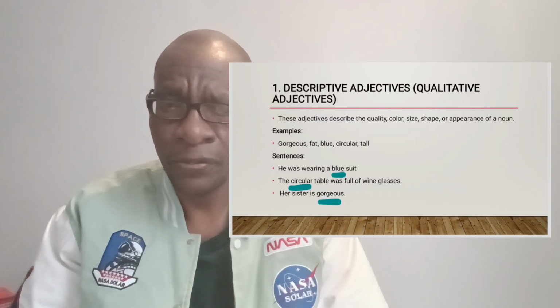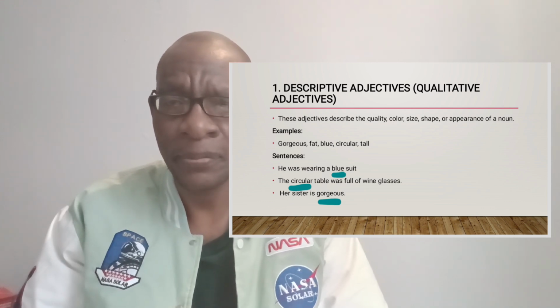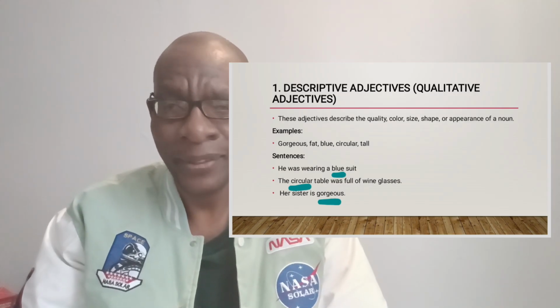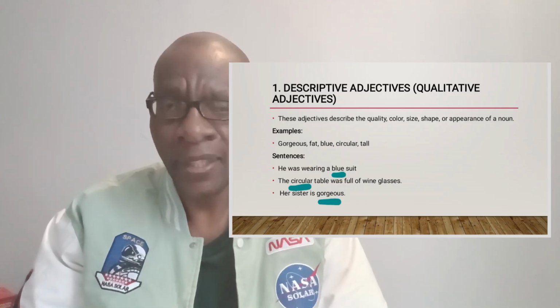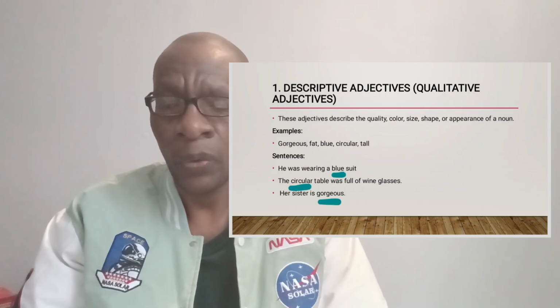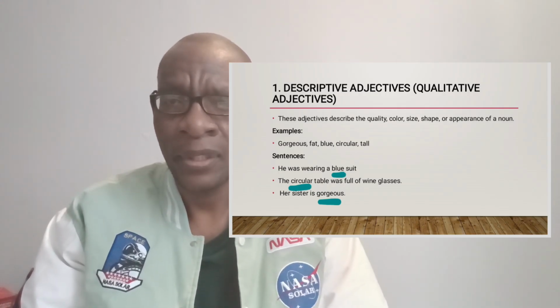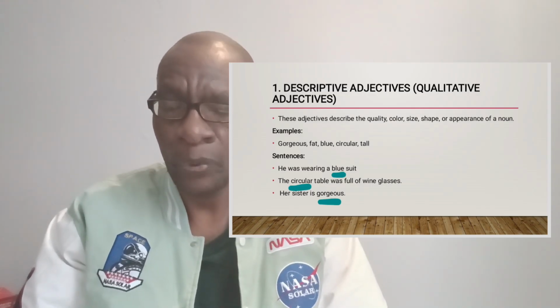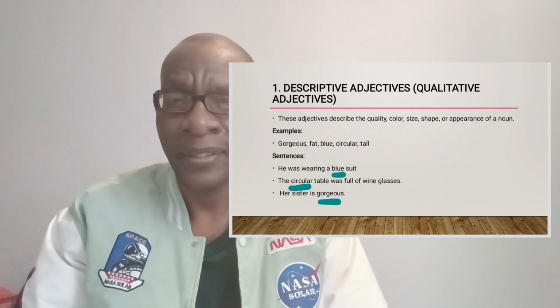This is going to be a very exciting lesson. We want to unravel these adjectives. All right. We will start. Firstly, let's look at descriptive or qualitative adjectives. These adjectives describe the quality, color, size, shape, or appearance of a noun. For example, gorgeous, fat, blue, secular, and tall.